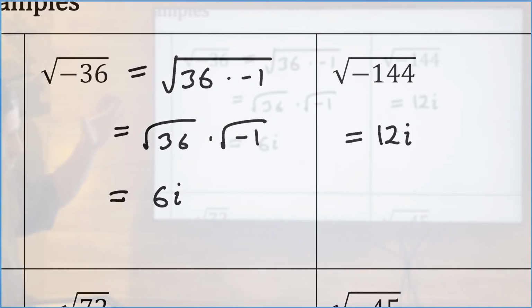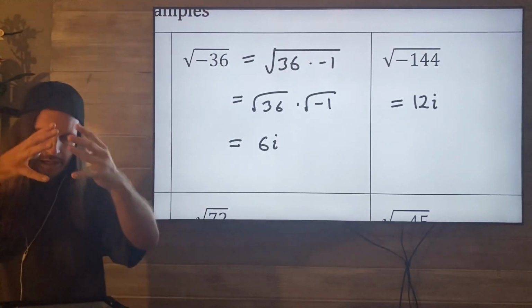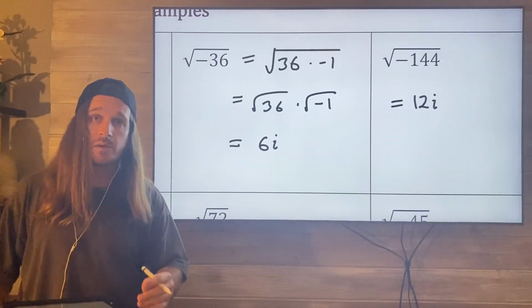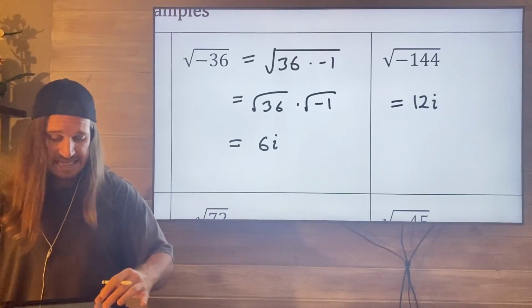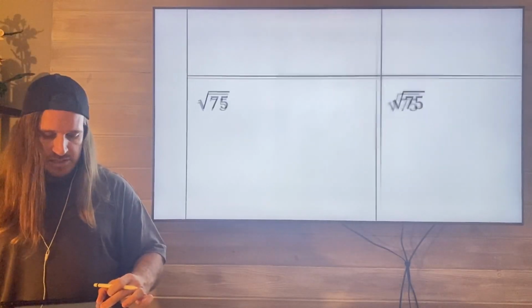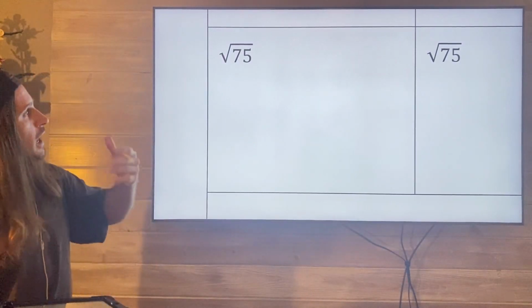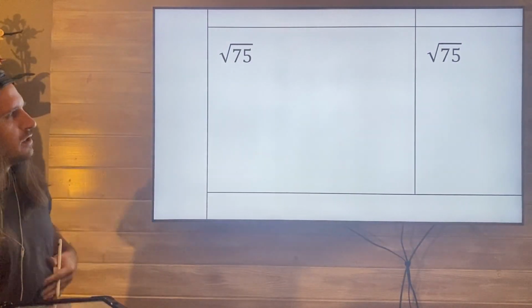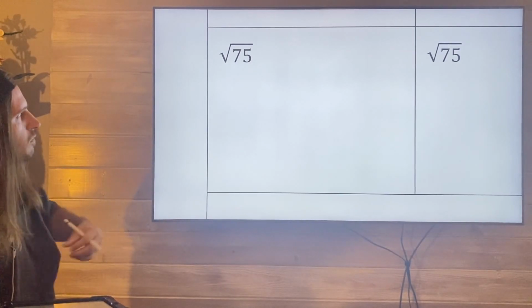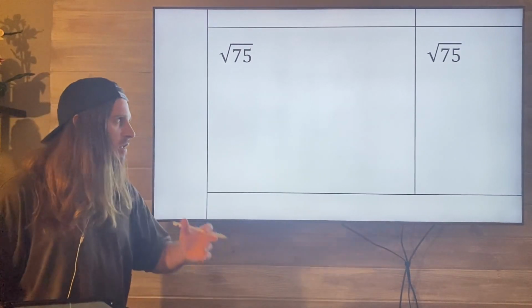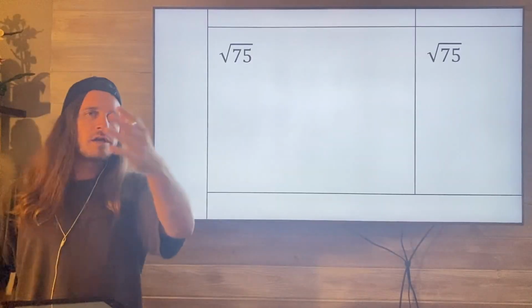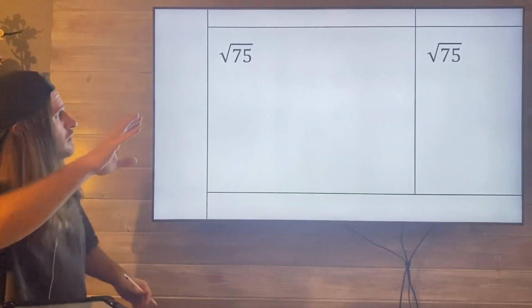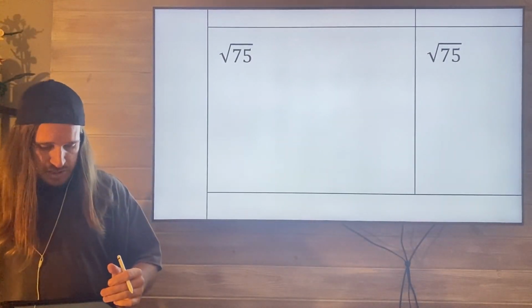Okay, those are straightforward. Those all involve perfect square numbers, so that's nice. That's easy. But what about something like 75? I have 75 here twice because I was going to do it once with a factor tree and once the other way. But you can find another video on YouTube if you need to do the factor tree. So I'm just going to do it once.